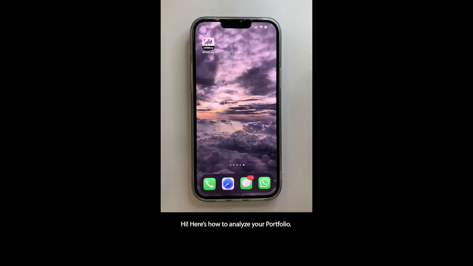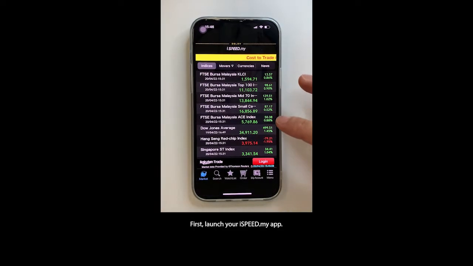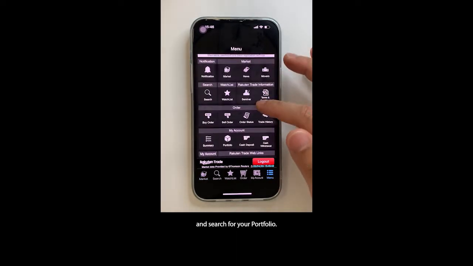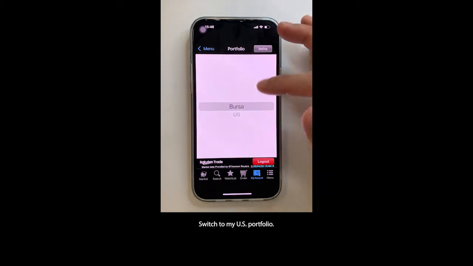Hi. Here's how to analyze your portfolio. First, launch your iSpeed app. Log in. Once you're logged in, tap on the menu button and search for your portfolio. Switch to My US Portfolio.